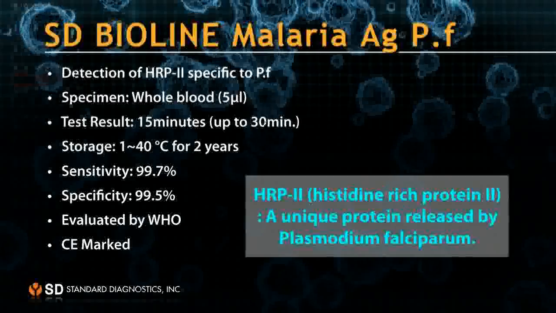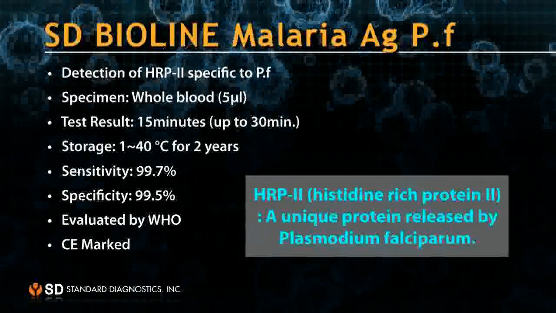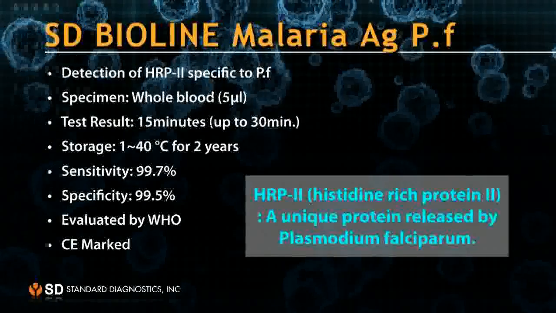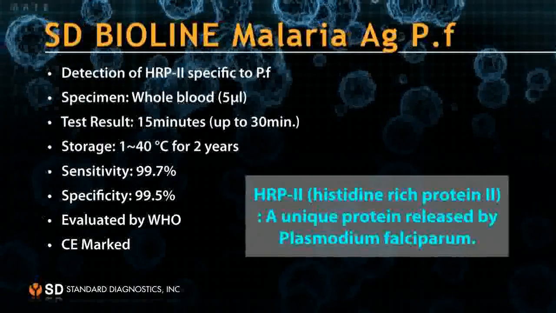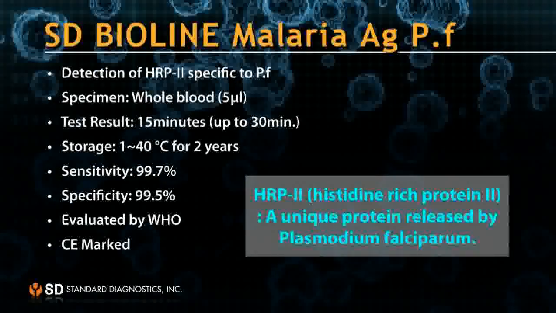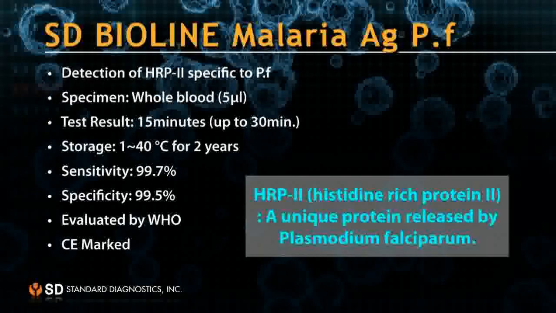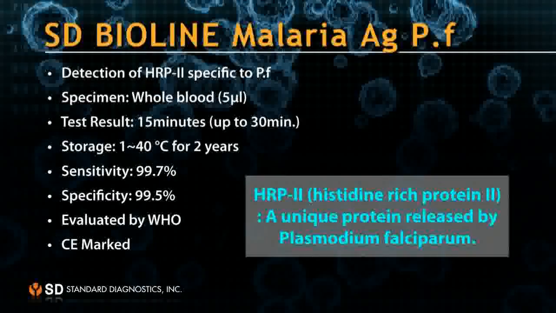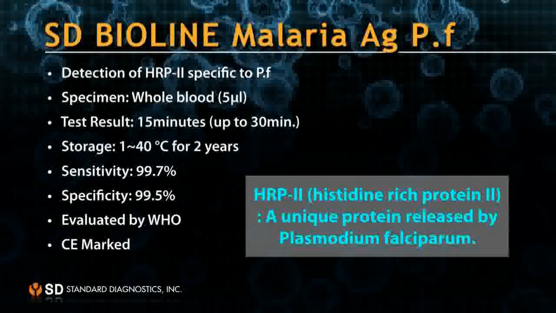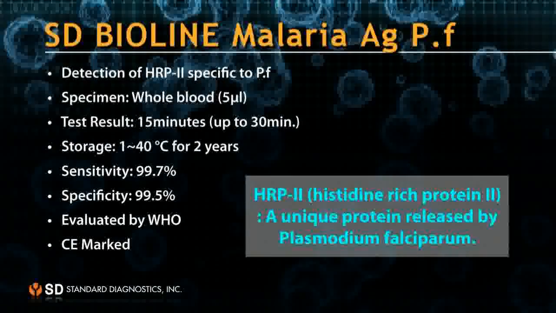Specimen is 5 microliters of whole blood, and test result is only 15 minutes. Storage condition is 1 to 40 degrees centigrade for 2 years. Sensitivity is 99.7% and specificity is 99.5%. This CE-marked ST BioLine Malaria Antigen PF test was evaluated by WHO with outstanding performance results.